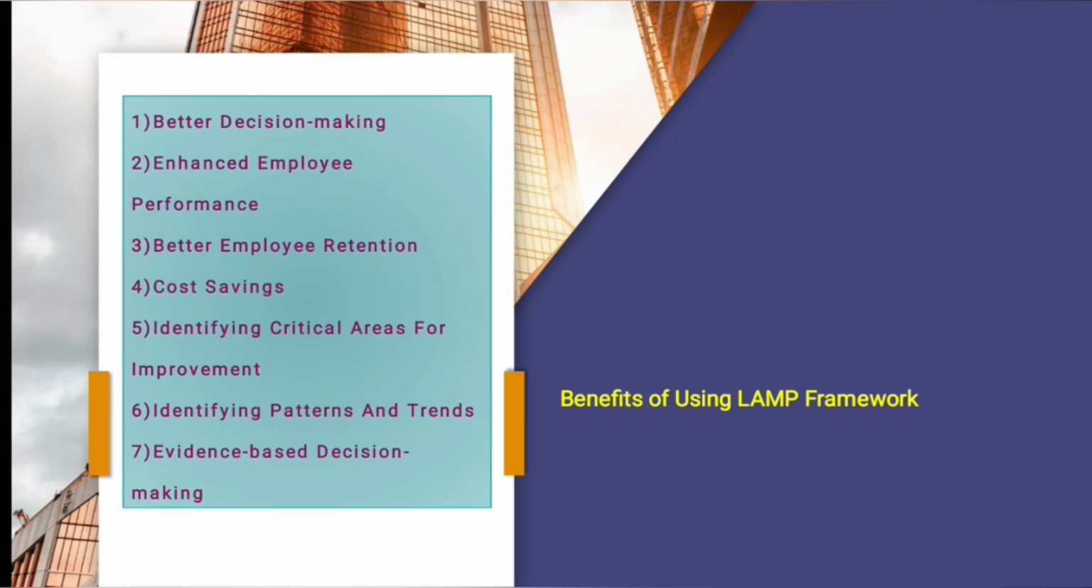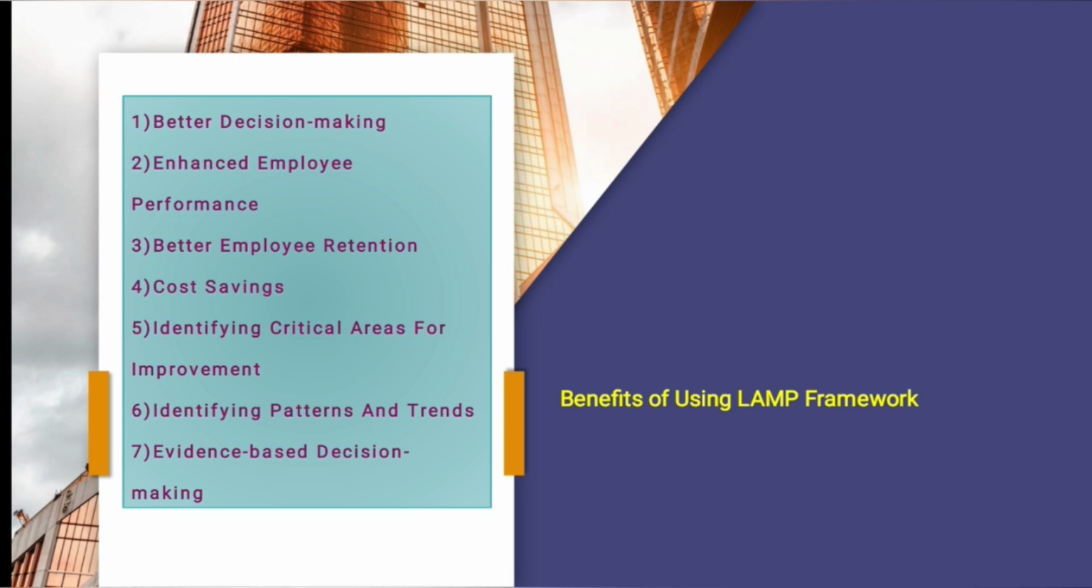Second one is enhanced employee performance. Third one is better employee retention. Fourth one is cost saving. Fifth one is identifying the critical areas for improvement. Sixth one is identifying patterns and trends. Seventh one is evidence-based decision making.